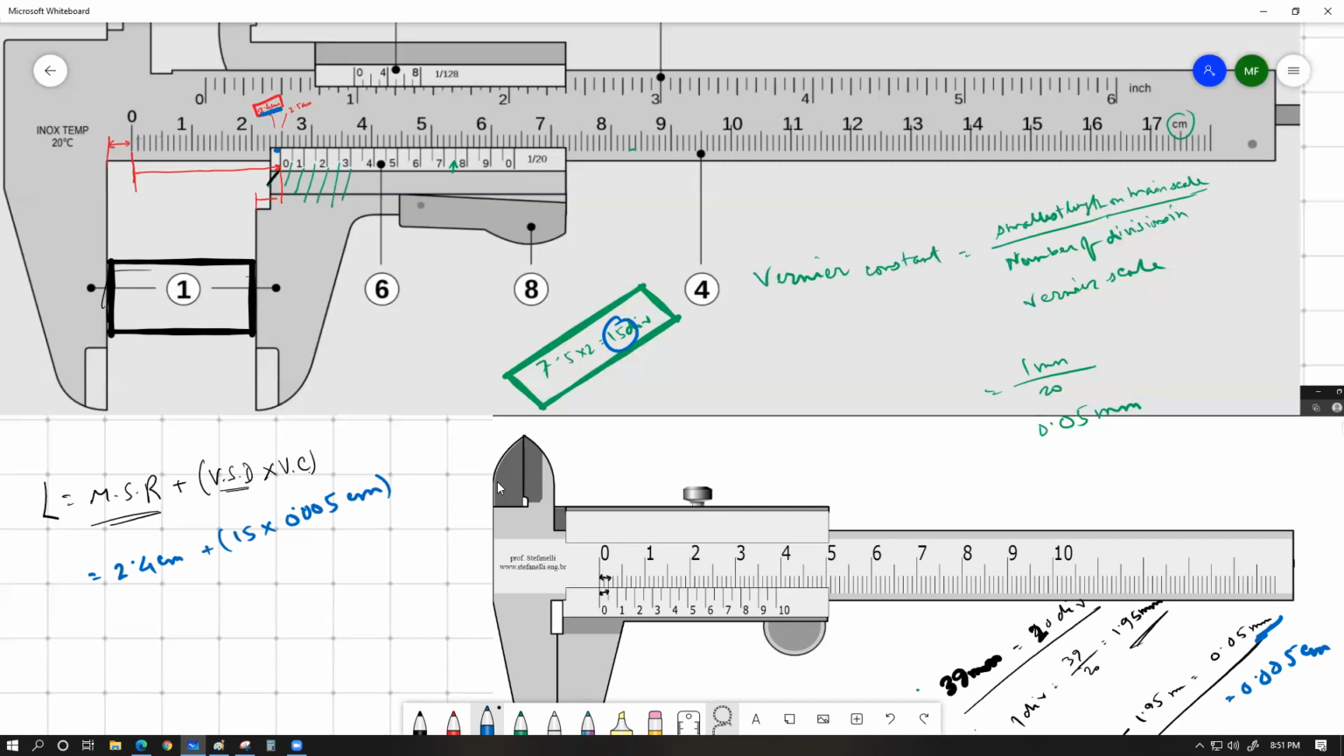The reason I have to have both of the lengths in the same unit is so that I can add together. I cannot add centimeter and millimeter. I can add centimeter and centimeter, or I can add millimeter and millimeter. So that's why I had to convert the Vernier constant to centimeter unit as well. Now calculate and see what the total comes to.